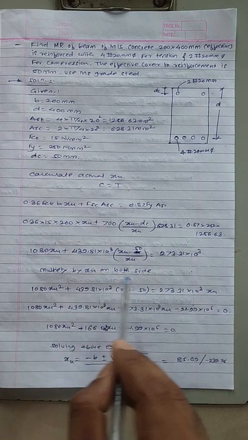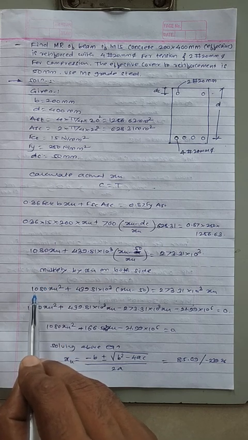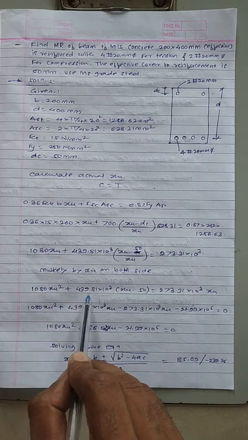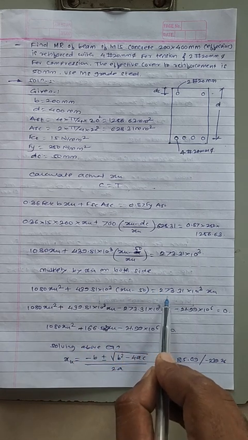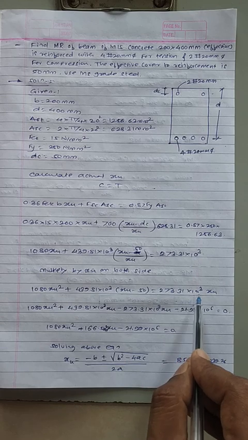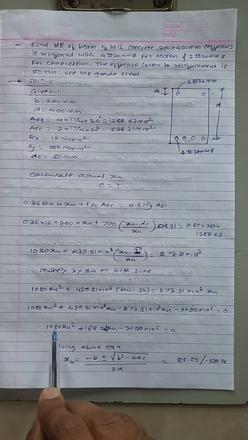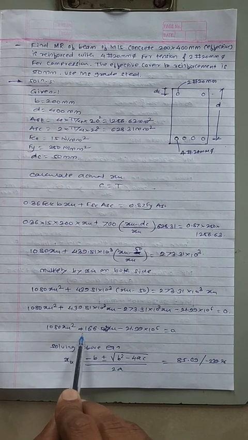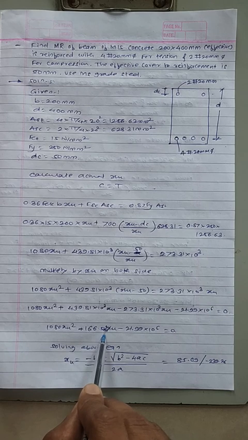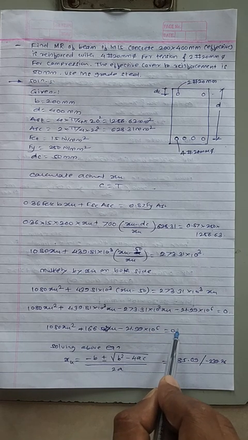Multiply by xu on both sides. So our equation will now be 1080 xu square plus 439.81 into 10 raised to 3 (xu minus 50) is equal to 273.31 into 10 raised to 3 xu. So rearranging the equation, we get the final equation like this: 1080 xu square plus 166.5 into 10 raised to 3 xu minus 21.99 into 10 raised to 6 is equal to 0.